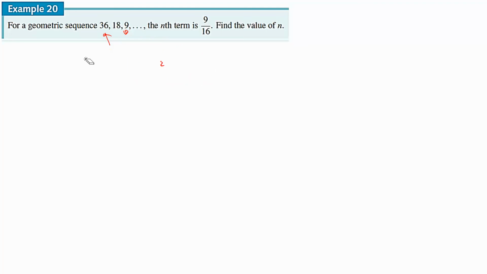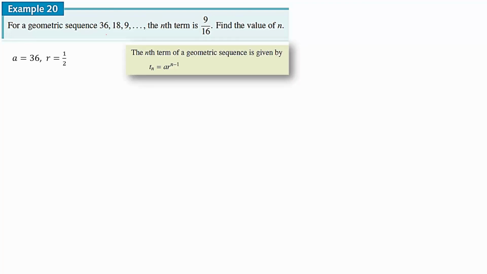We've got a formula, and we've got a pattern. So here we go. We know common ratio is half. We know it's starting off with 36. We know this is our formula. What we don't know is what is n. But we do know the nth term is 9 out of 16. So we want to figure out n. So if I put it all together, I've got A, I've got R, I don't know what n is, but I do know the results.